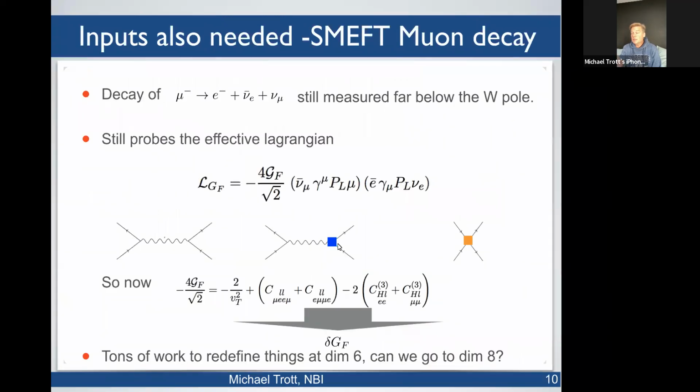Okay, so it's not just the number of Lagrangian parameters, it's not just the fact that they do some weird things in terms of our expectations and modifying weak and mass eigenstate rotations and that sort of thing. It's also the fact that we have to assign numbers when we're doing consistent dimension 6 sort of fits to the Lagrangian parameters themselves in order to make predictions. So here's just an example with muon decay.